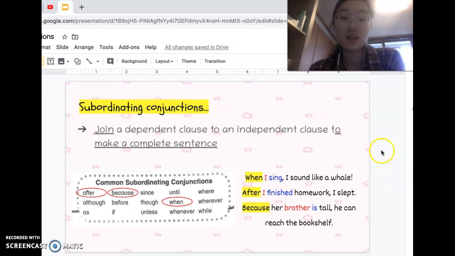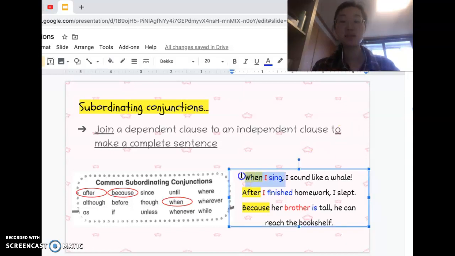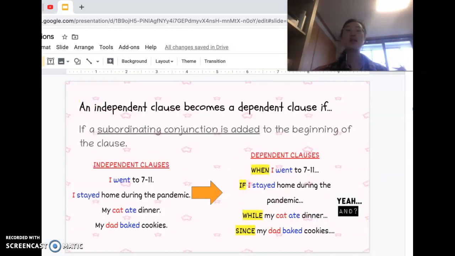Now, we need these in order to make a complete sentence if we add an independent clause to it. So this is dependent, dependent, dependent. I sound like a whale. Independent, I slept. Independent, he can reach the bookshelf. Independent. Do you see the pattern? And an independent clause becomes a dependent clause if you add a subordinating conjunction in the beginning of it.